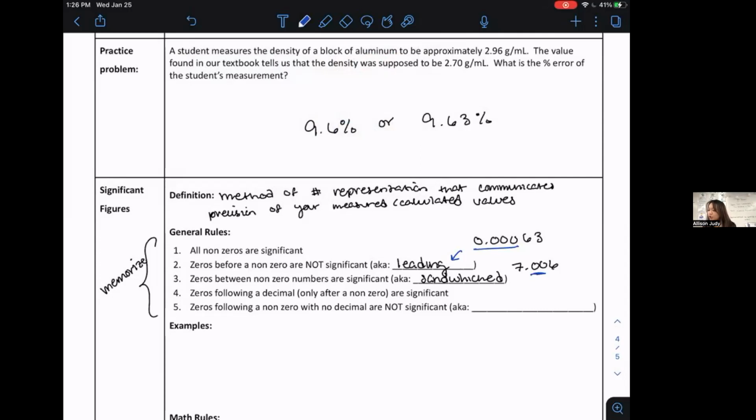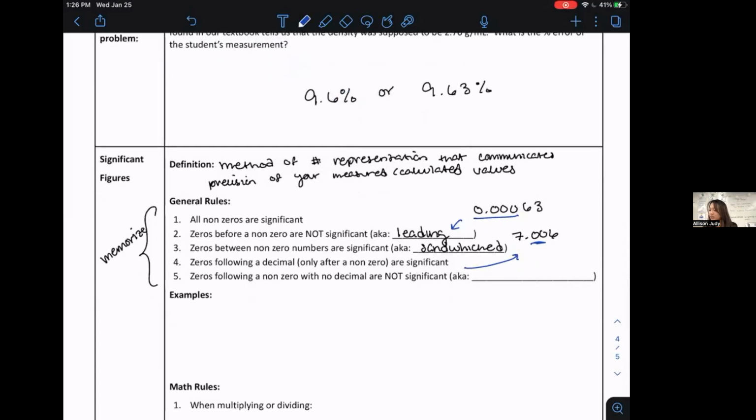Zeros following a decimal only after a non-zero digit are also significant. So again, when you look at this, those zeros, if there was not a 6 after it and there was not a decimal before it and there was not a 7 before it, would be considered insignificant. But because it came after a non-zero plus a decimal, it is significant.